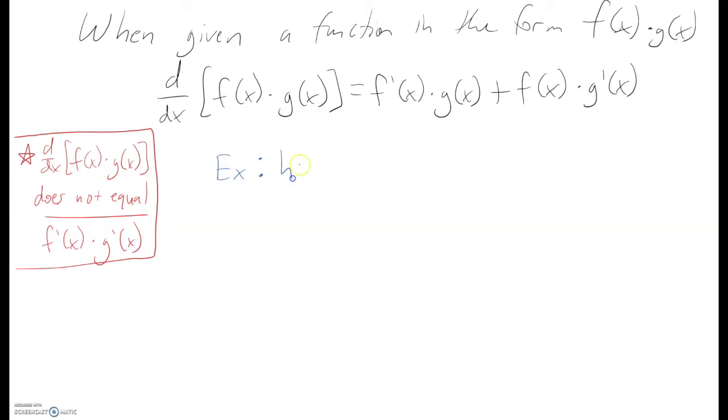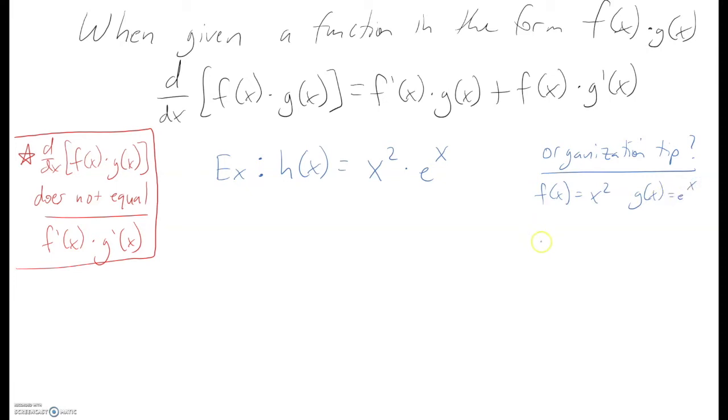And so our example, let's set up the function h of x equals x squared times e to the x. Two functions of x being multiplied. And I'll give a small organization tip that you may use. If you choose not to, that's okay. But what I'm going to do to organize this is set up my two functions. I'll call the first one f of x, that'll be x squared, and my second function is e to the x. And then off to the side, I'll differentiate both these functions. The derivative of x squared is 2x, and the derivative of e to the x is e to the x.